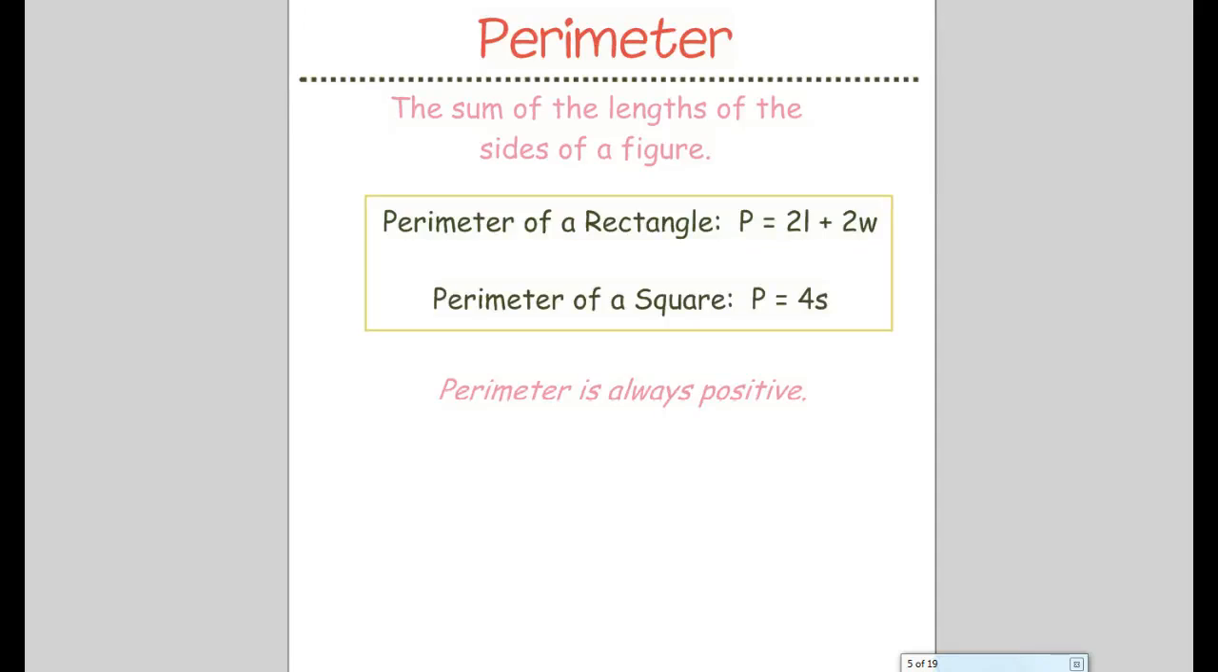Rectangle, 2L plus 2W. But guys, you know that perimeter just means add up all the sides. So if you don't like a formula and you just like to add up all the sides, that's fine with me. Perimeter of a rectangle, 2L plus 2W.